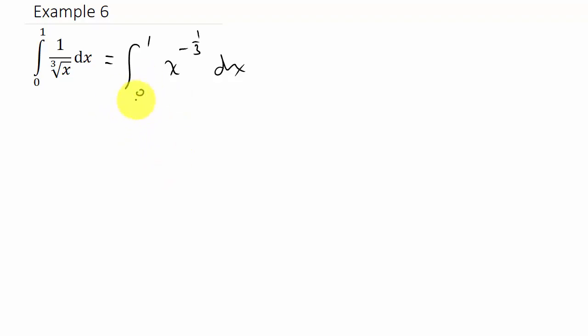Alright, so we notice that it's discontinuous at the lower limit. So we can write that this is the limit as b goes to 0, because it's discontinuous here. Now since it's the lower limit, we're going to come into 0 from the right. And then we replace the 0 with a b, from b to 1 of x to the negative 1/3 dx.